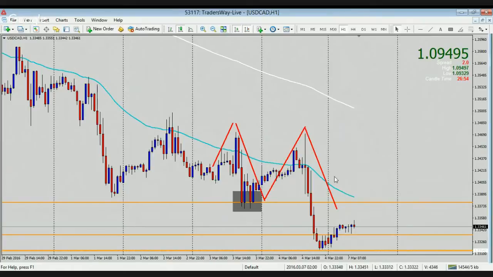This is why I always say get out on your first take profit, because that one is guaranteed. But when it drops and goes to the second one, you can hold it. You can hold the trade to the second one, but it's not guaranteed to hit. It's not guaranteed to hit.